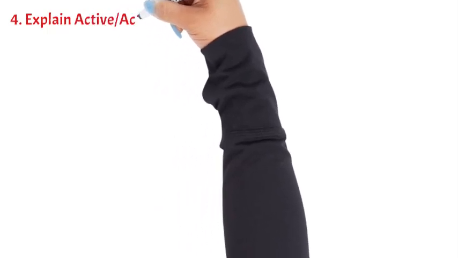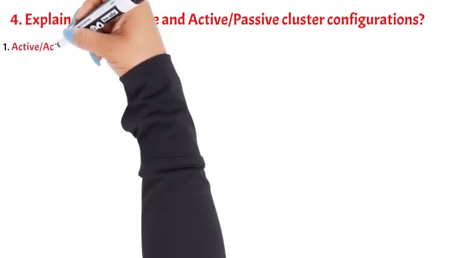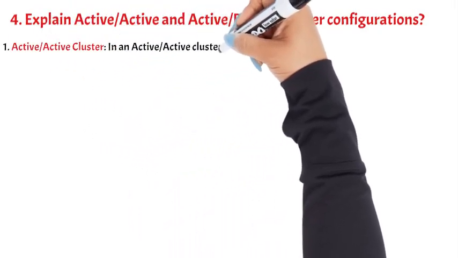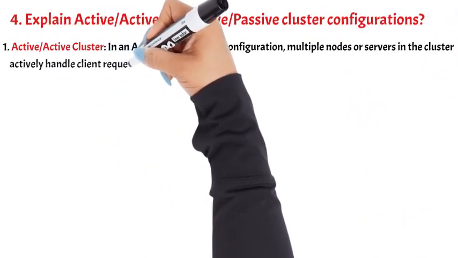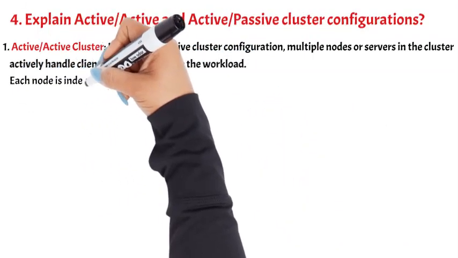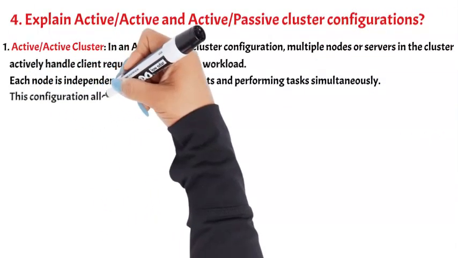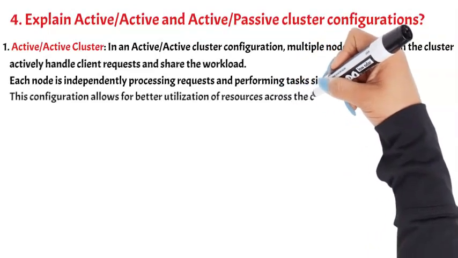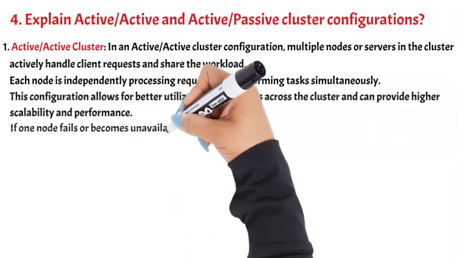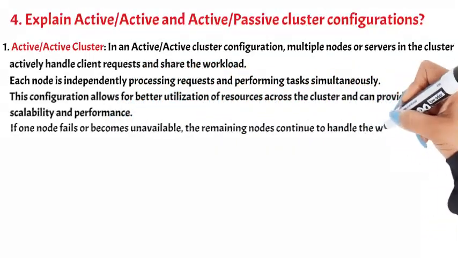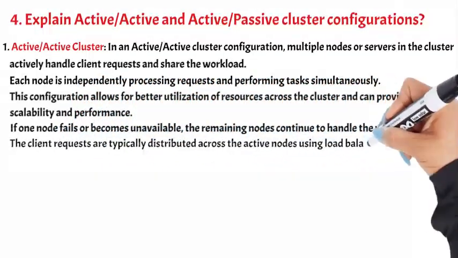4. Explain active/active and active/passive cluster configurations. 1. Active/active cluster. In an active/active cluster configuration, multiple nodes or servers in the cluster actively handle client requests and share the workload. Each node is independently processing requests and performing tasks simultaneously. This configuration allows for better utilization of resources across the cluster and can provide higher scalability and performance. If one node fails or becomes unavailable, the remaining nodes continue to handle the workload. The client requests are typically distributed across the active nodes using load balancing techniques.